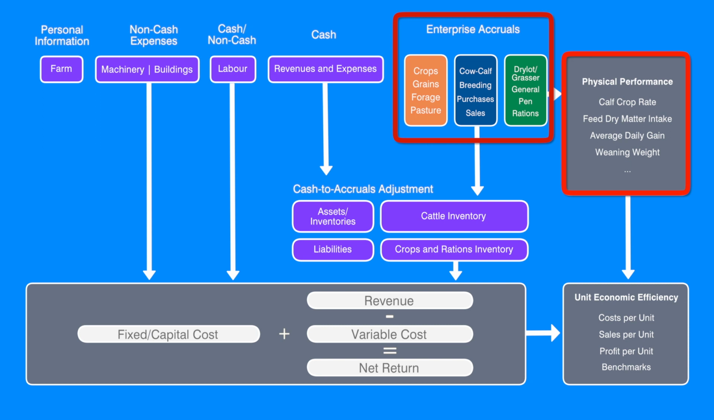AgriProfits will provide physical performance indicators to the farm business. These indicators can be used to make better farm production decisions and be compared to AgriProfits benchmarks to see how the farm business is doing compared to its peers.